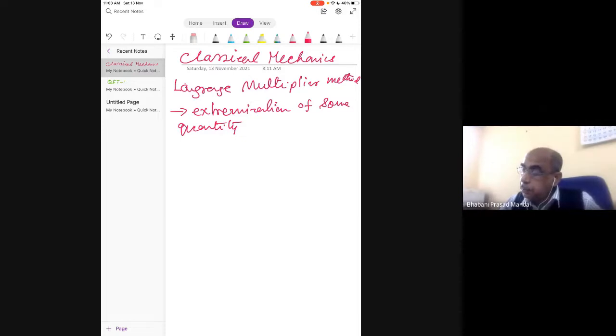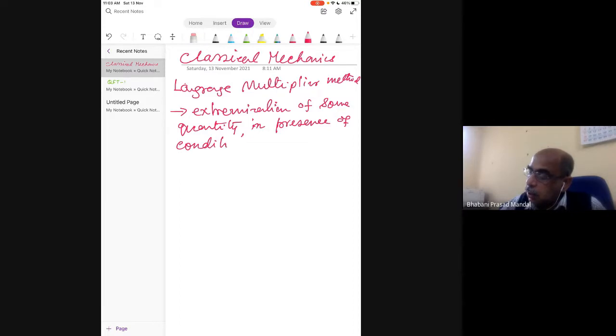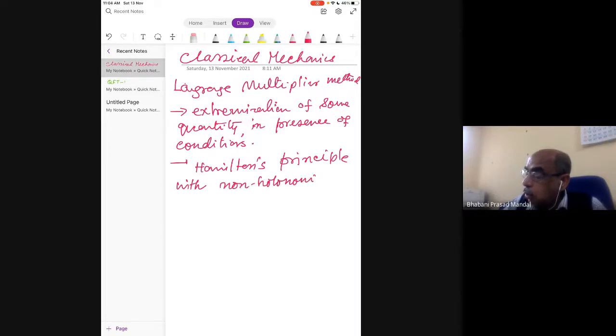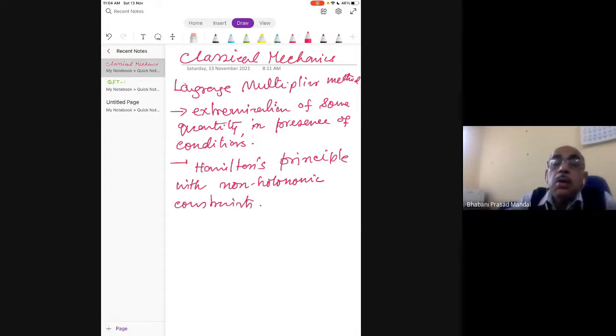So, extremization of some quantity in presence of conditions or constraints. This will apply to Hamilton's principle, for the non-holonomic constraints. So this is the whole approach, and we'll quickly go through it.